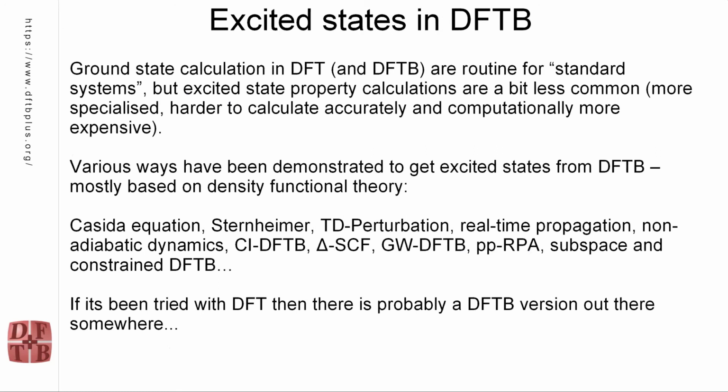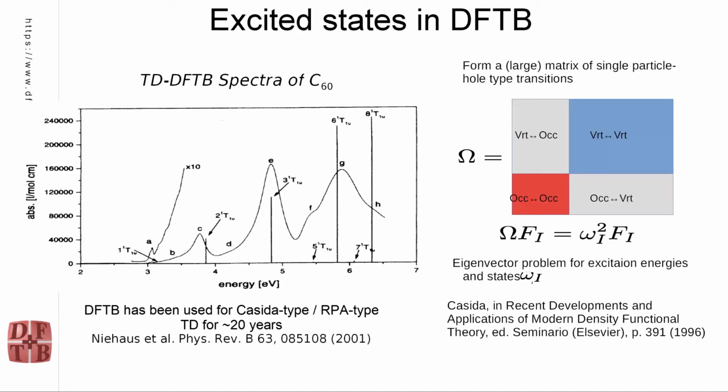Okay, right. You can do excited state calculations too. Ground state is pretty routine in DFT these days, but excited state is a little bit less common, both with DFT and also DFTB. There have been various ways demonstrated to do this for DFTB, mostly based on ideas from density functional theory. So pretty much if it's been tried with DFT, then somebody out there will have published a DFTB version of these kinds of theories. There's a whole bunch of different things ranging from conventional time-dependent density functional methods through to more many-body driven techniques. And this kind of technology has been around for a long time. For example, excited state calculations for the C60 molecule were published 20 years ago by Thomas Niehaus and his group. These kinds of things work quite nicely and predict properties pretty well.